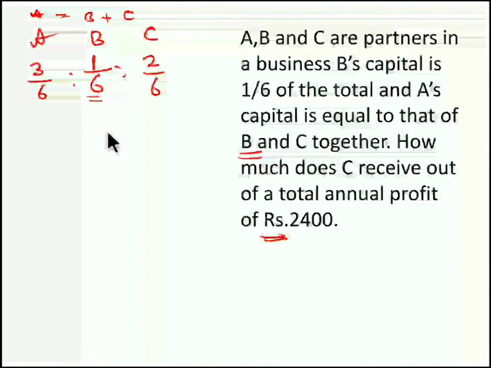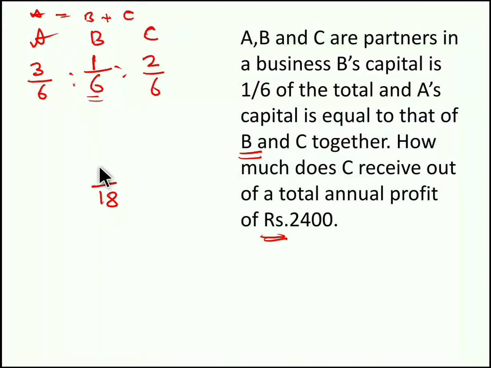Now here we have another example. If total investment is 18 and B invested 4 parts, here we have the same trick. A's investment is equal to the sum of B and C's investment. So A's investment will be 9 parts out of 18 parts. Now out of 18 parts, A and B invested 9 plus 4, 13 parts. So the remaining 5 parts will be invested by C. So this is a simple short trick to solve this type of question, right?